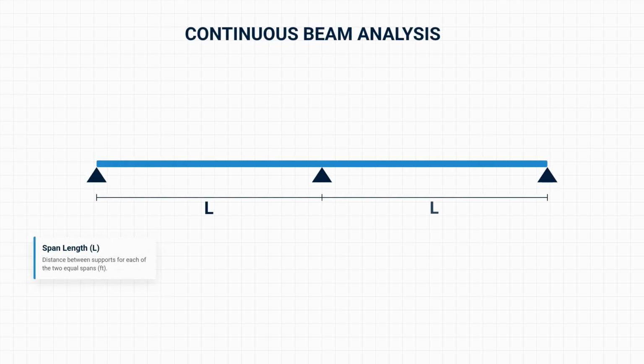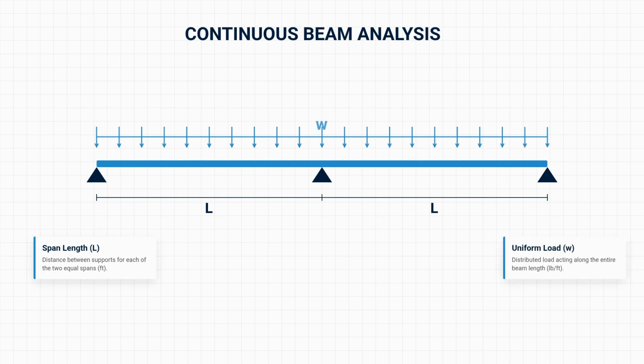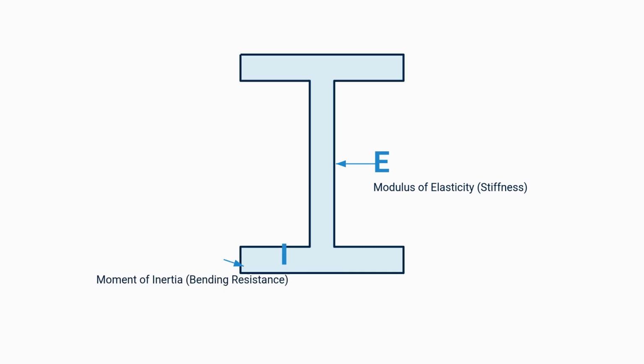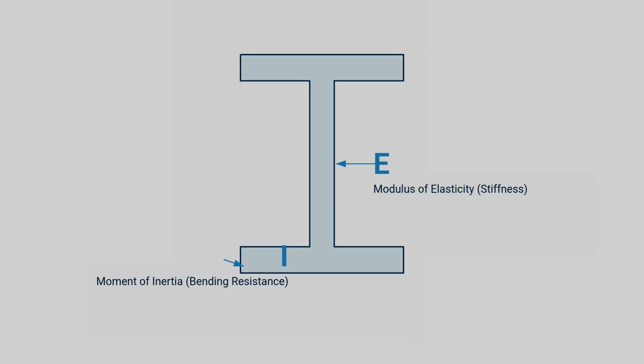Span length L in feet represents the distance between supports for each of the two equal spans. Uniform load W in pounds per foot is the distributed load acting along the entire beam length. Modulus of elasticity, E in psi, defines your material's stiffness property, and moment of inertia, I in inches to the fourth power, describes your beam's cross-sectional resistance to bending.